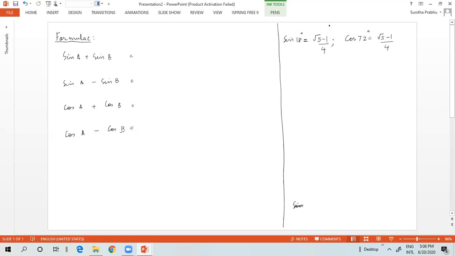You may not know how we got sine 18 as this value. We used a lot of tricks up our sleeve and we got it. But the fact that you're able to explain cos 72 indicates that your trigonometry is good enough. All right. Next is cos 18.